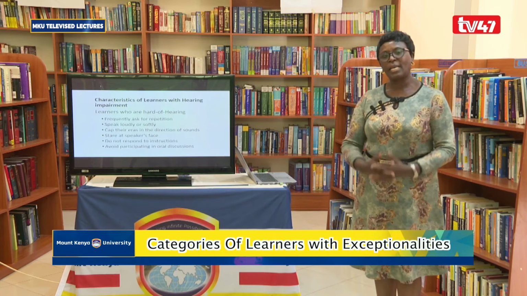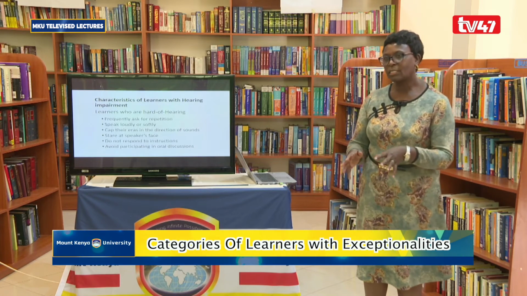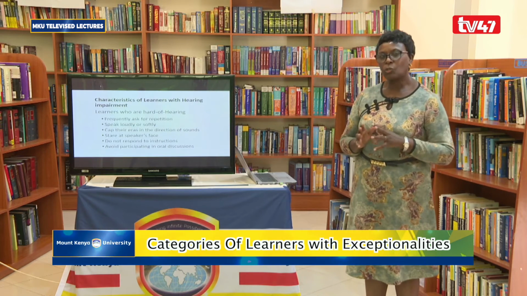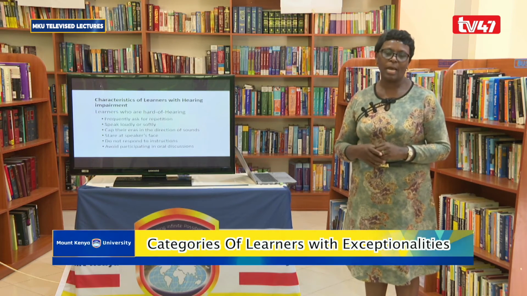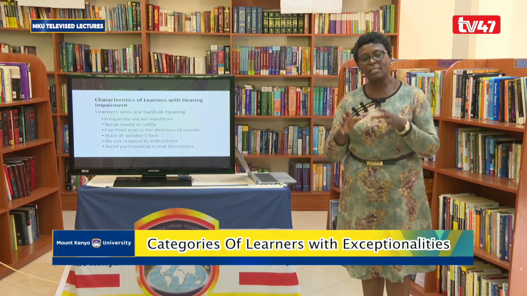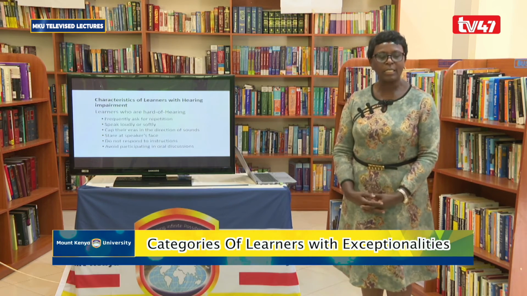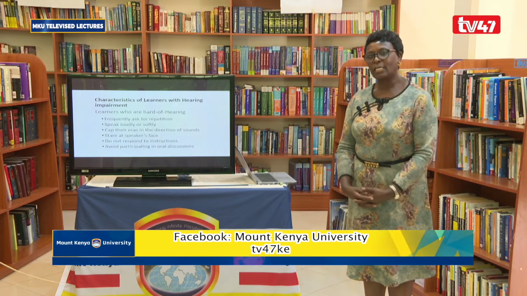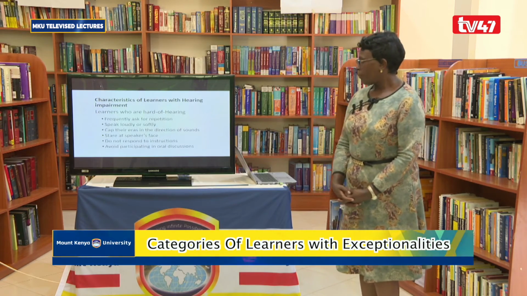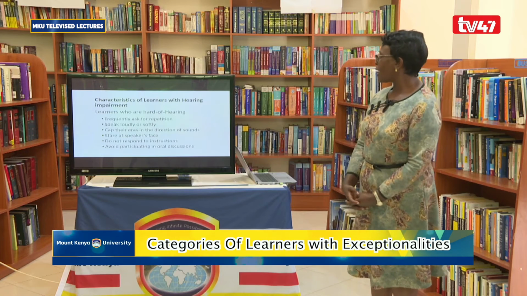Now, how do we tell that somebody has a hearing loss? Because in most cases, parents may get to know, but parents tend not to believe that their children are not hearing or they have a hearing problem. So they will take them to school, and it is at the school where teachers really get to know that this child has a problem. What are the indicators? What do we see that make us suspect that this person could be having a hearing loss? Now, we'll start with learners who are hard of hearing.